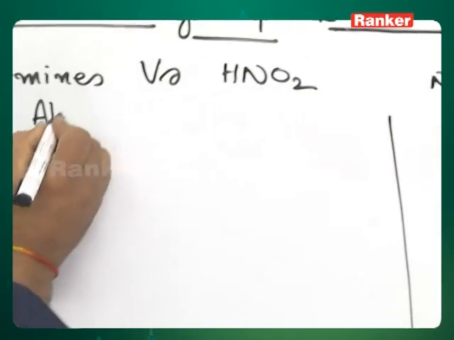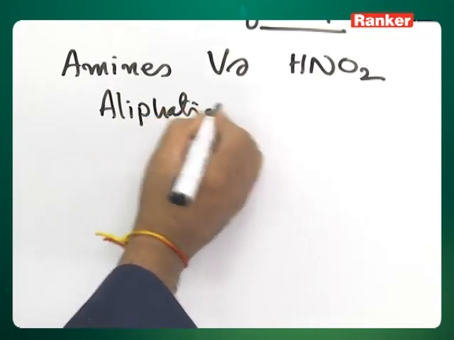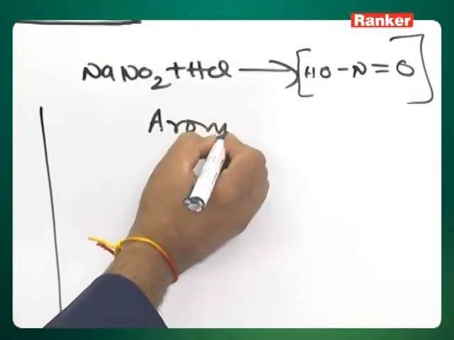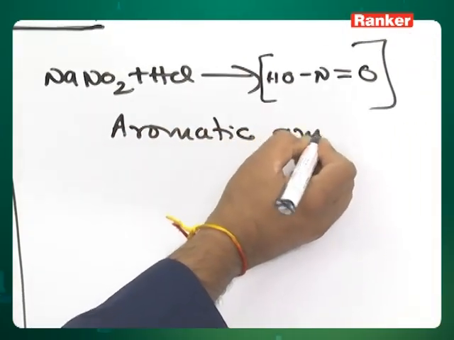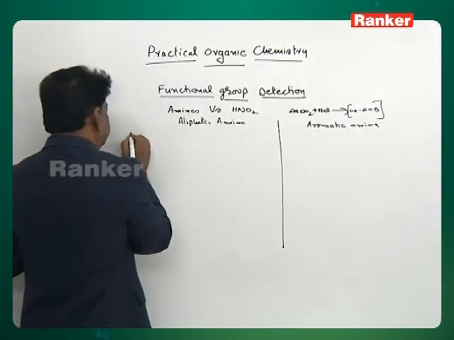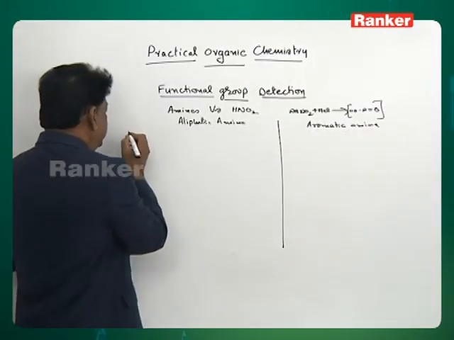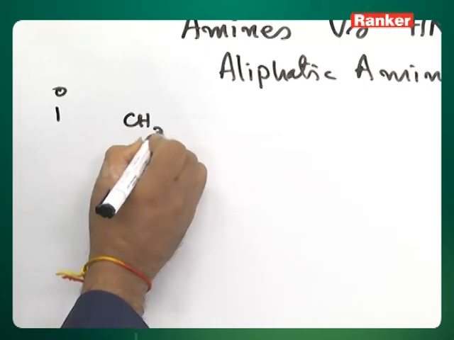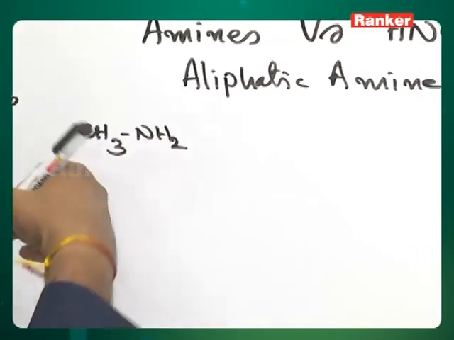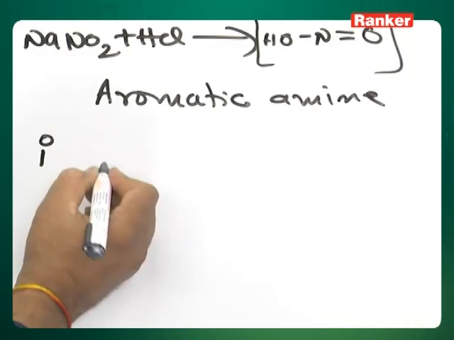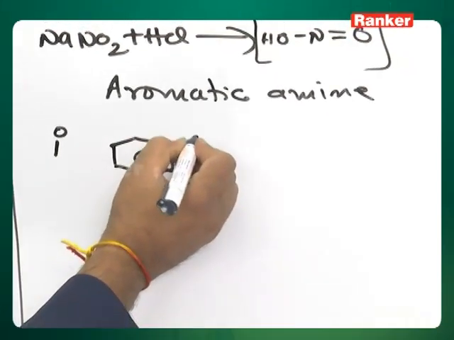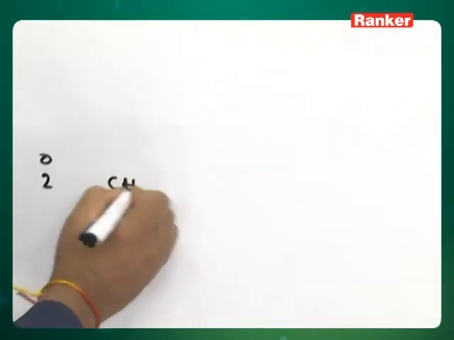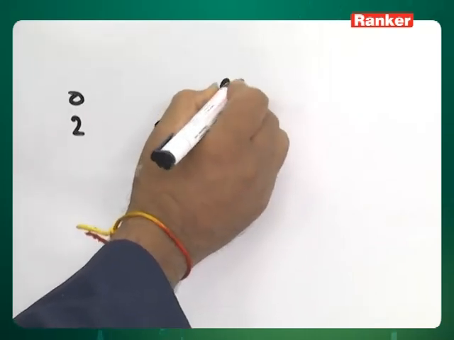One side we will take aliphatic amines, the other side the aromatic amines. In the aliphatic, three varieties are there. First, aliphatic 1 degree amine, let us take the example of methylamine. Now, aromatic 1 degree, an example is aniline. Now, the aliphatic 2 degree, dimethylamine: methyl, N and methyl.